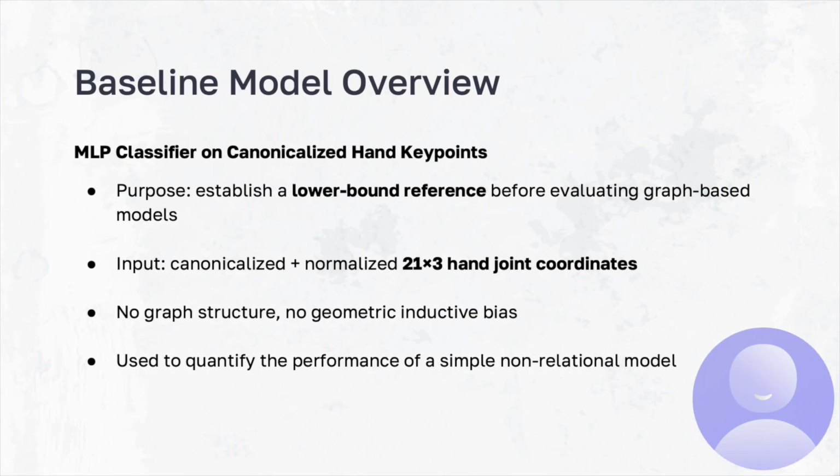Next, I'll walk through the baseline model we use as a reference point before evaluating our graph-based approaches. Our baseline is a simple MLP that takes the canonicalized 21 times 3 hand key points, flattens them into a 63-dimensional vector, and classifies gestures without using any relational or geometric structure. The goal isn't high accuracy, but to provide a lower bound reference that shows how much performance comes purely from raw coordinates before adding graph-based modeling.